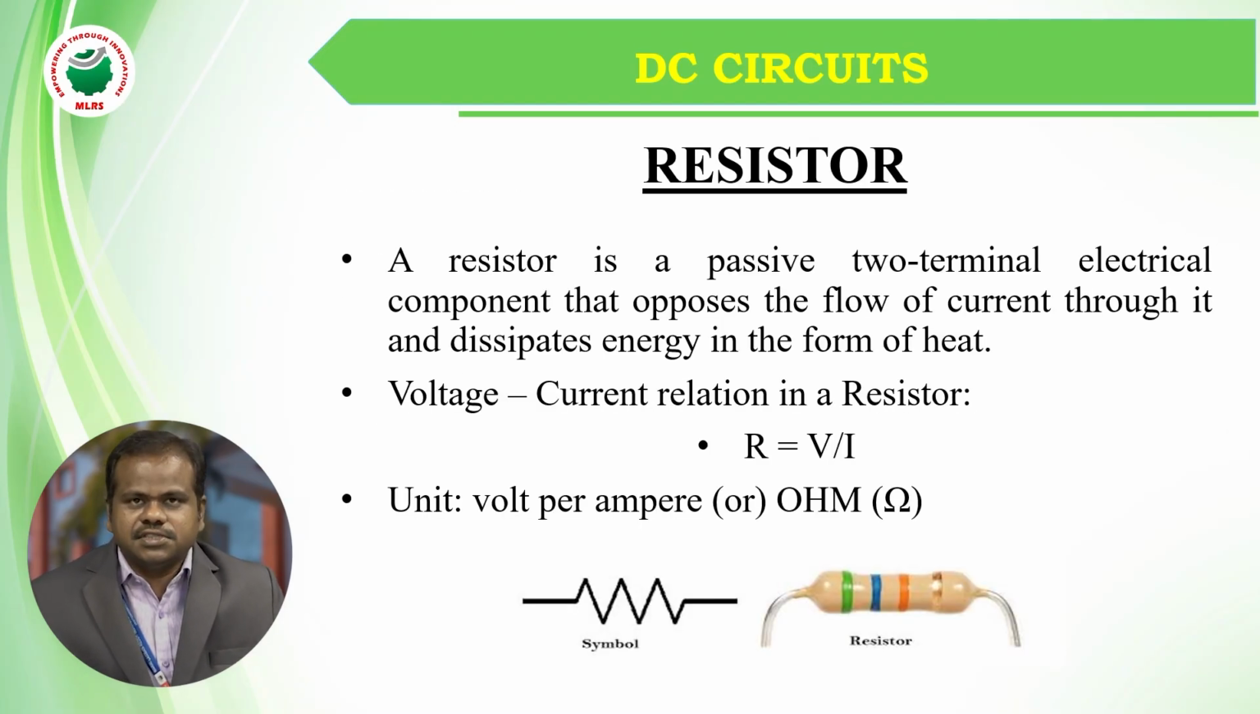Okay, coming to resistor. Resistor is a passive two-terminal electrical component that opposes the flow of current and dissipates energy in the form of heat. The voltage current relation in a resistor is given by R is equal to V by I. The relation between voltage and current in a resistor is linear, and the unit of resistance is volt per ampere, or simply it is represented as ohm. In the below figure, we can see the circuit symbol of a resistor and the practical resistance.